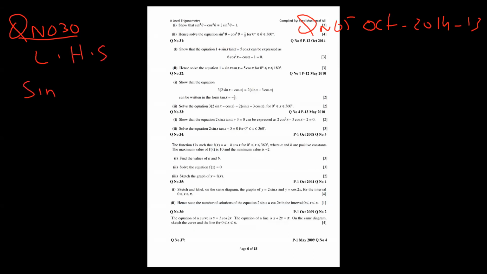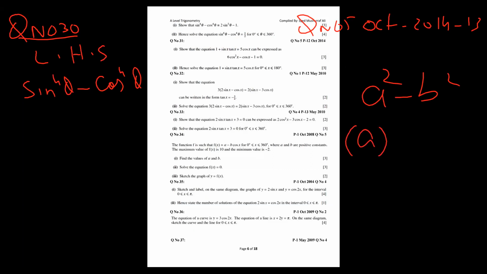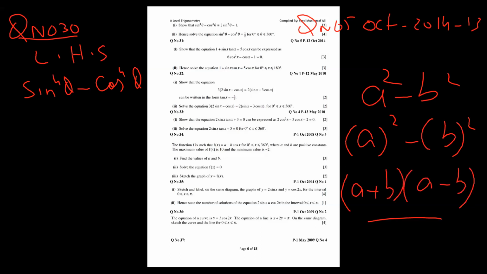Sine 4 theta minus cos 4 theta. Recall, in O levels mathematics, we study this formula. And I'll tell you, this formula is frequently used in AS trigonometry and A2 trigonometry. This is the square of A, all of you know it, minus the square of B. And the value in the bracket, one time add and one time subtract, we have done in O levels. This is called two-term factorization. I am going to apply it here.